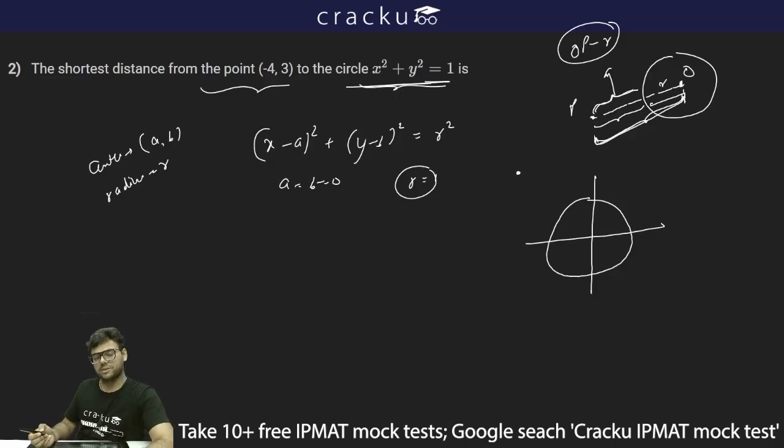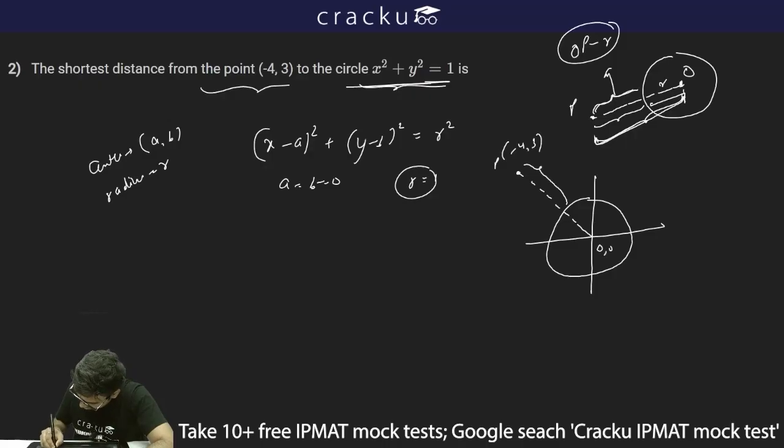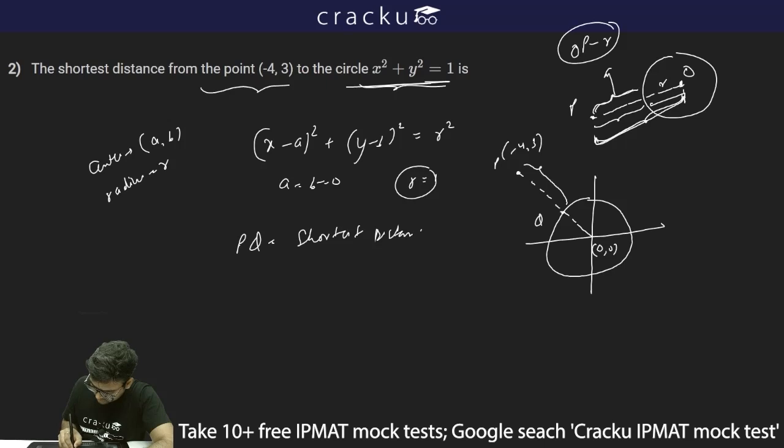Now for minus 4 comma 3, the shortest distance will be this distance. Let's say this is P, which is minus 4 comma 3, and this is O, which is 0 comma 0. Let's say this point is Q. So PQ is basically the shortest distance, and this shortest distance is what? This is OP minus OQ.